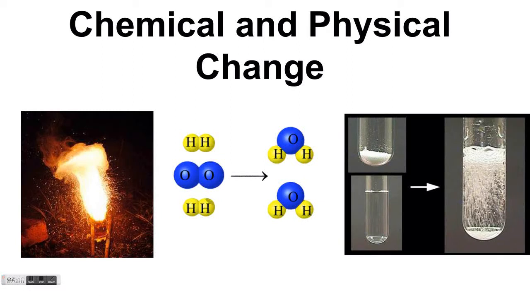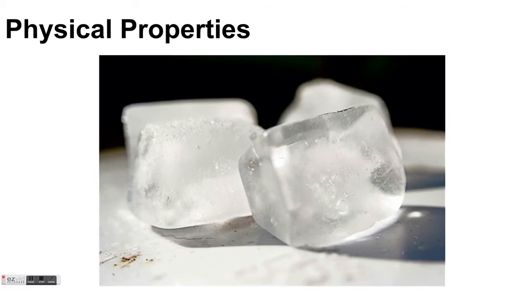This video is a short review of chemical and physical properties as well as chemical and physical change. We will begin by looking at the difference between chemical and physical properties of a substance, and you will be provided with examples of each.